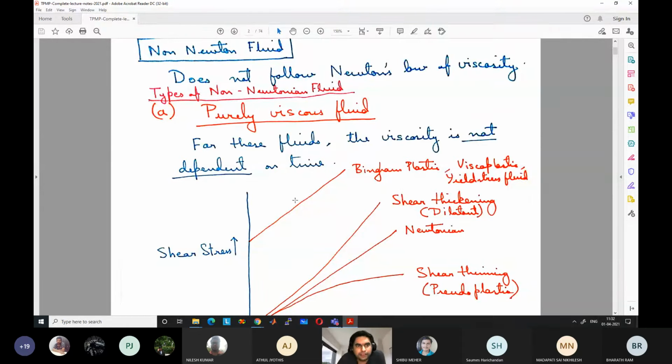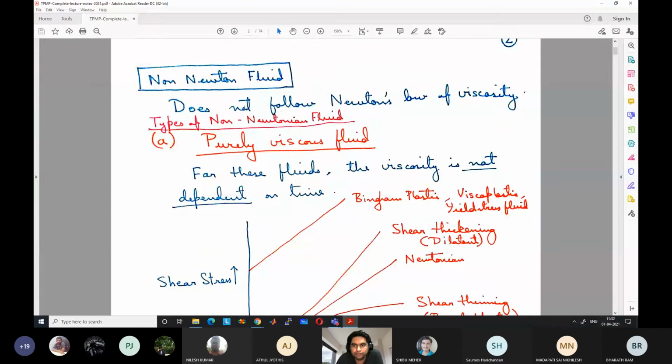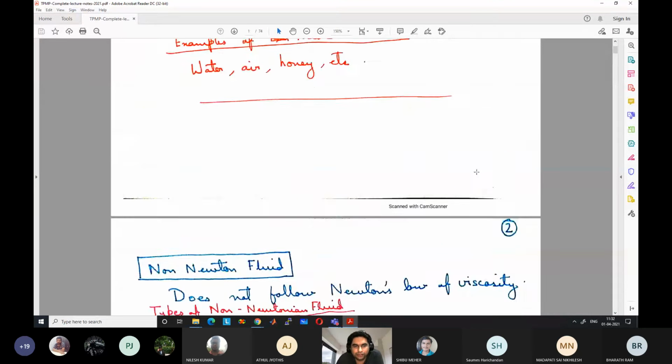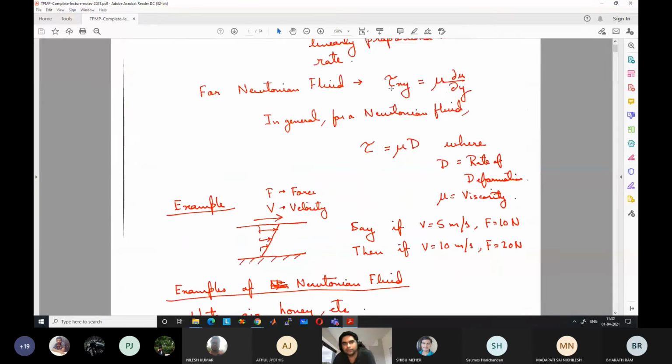So the basic definition, we don't need to remember definitions, but the basic definition of non-Newtonian fluid is that it does not follow Newton's law of viscosity. What is Newton's law of viscosity? That stress is linearly proportional to the rate of deformation. Tau is equal to mu du/dy. All non-Newtonian fluids do not follow that law.